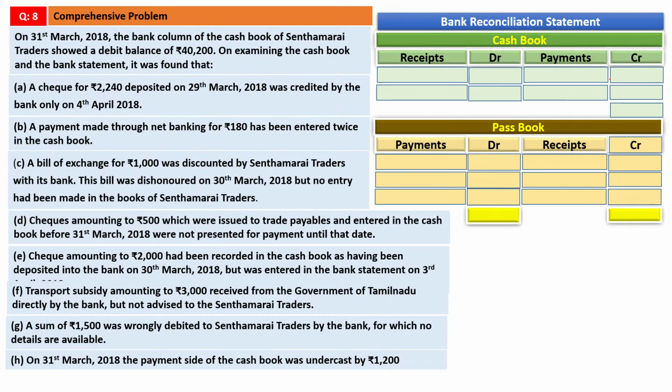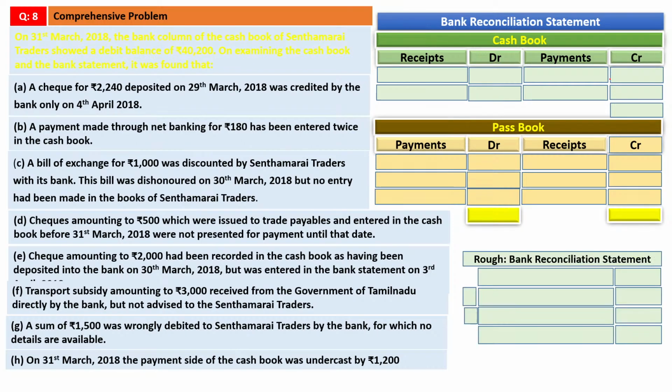On 31st March 2018, the bank column of the cash book of Sindhamari traders showed a debit balance of 40,200. Which balance? Bank column of the cash book. So favorable. On examining the cash book and the bank statement, it was found that, first we will start with this opening balance being 40,200, which is the cash book debit balance.